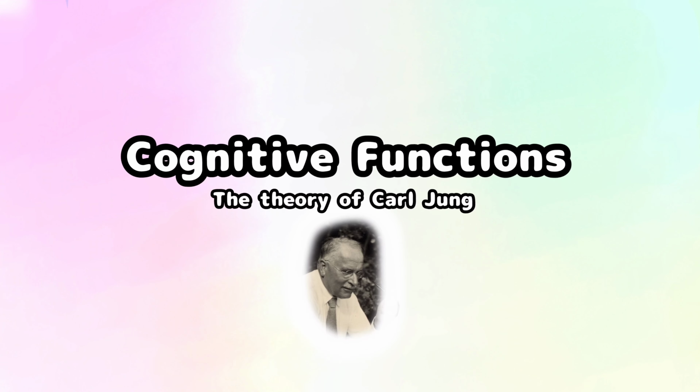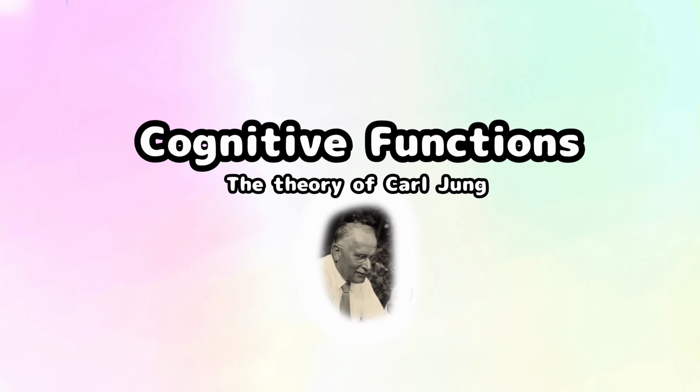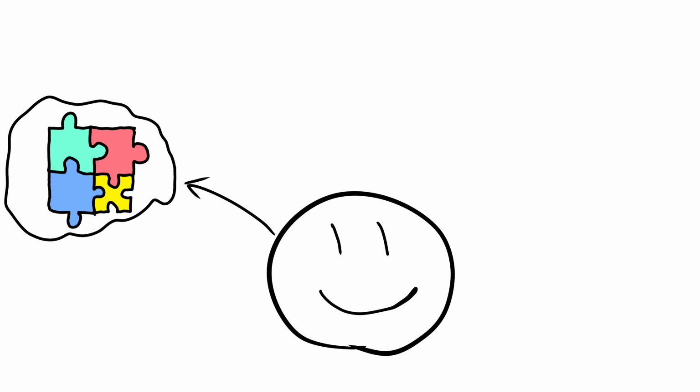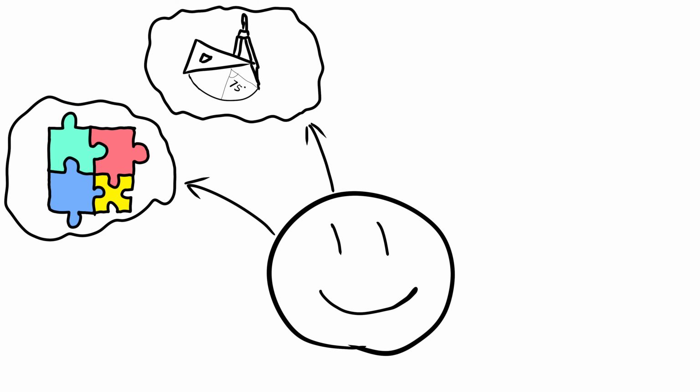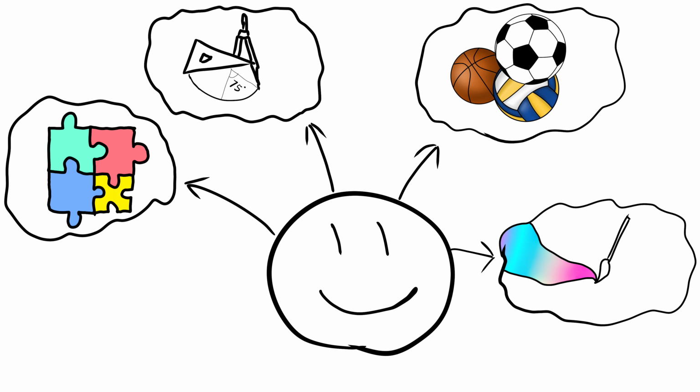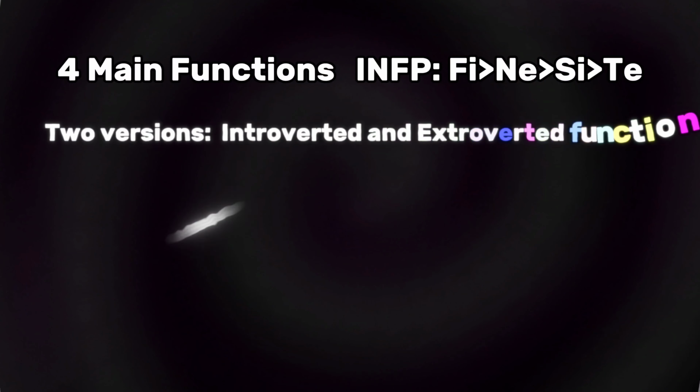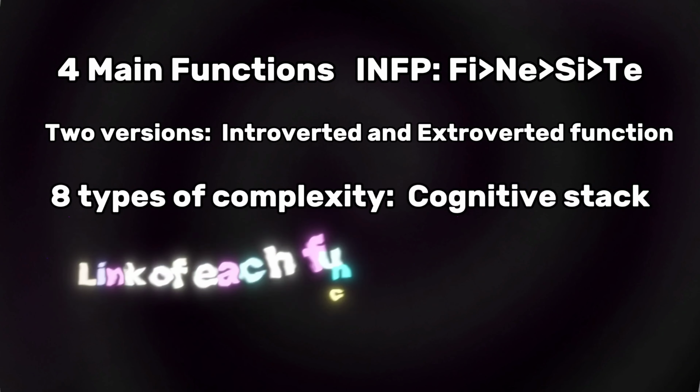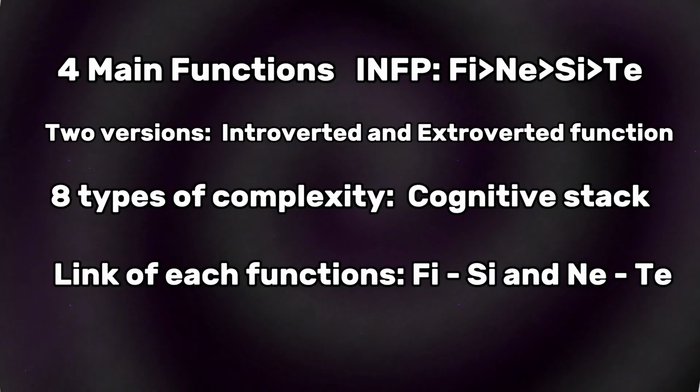Cognitive functions, the theory of mental traits that allow us to study social behaviors and functions. Functions that relate how our brain actually works and interacts with the world. 4 main functions, 2 versions of each, 8 types of complexity, each depending on others.